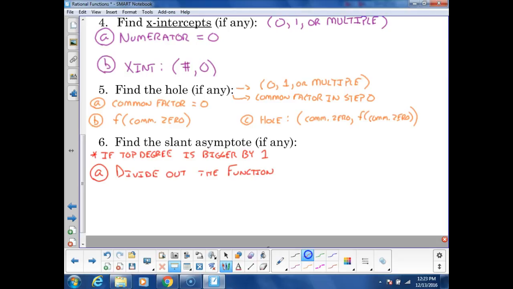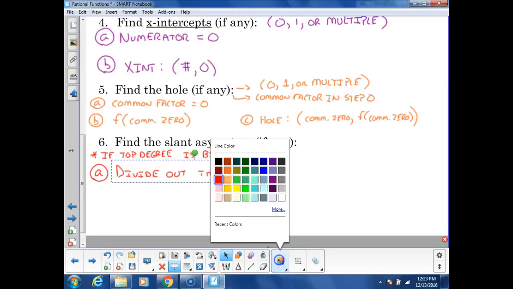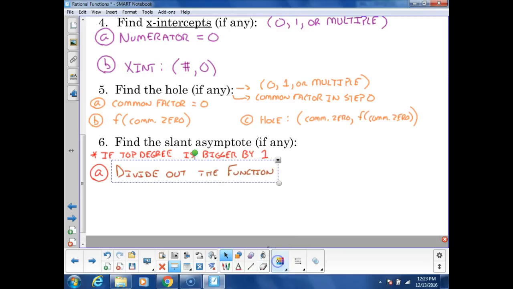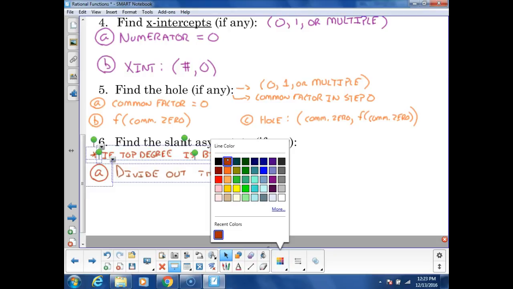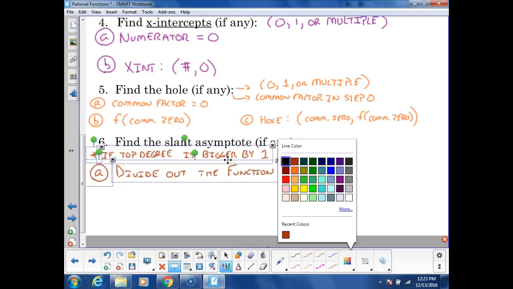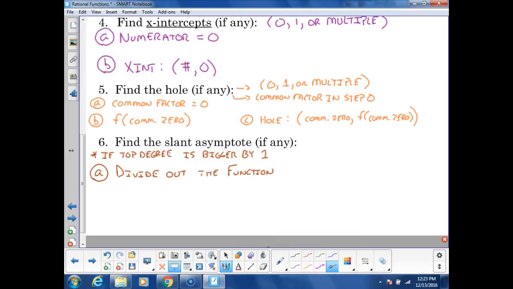This should have all been... What color was this? This was brown. Why should that all be brown? Because that's the color that I use for slant asymptotes. I don't know if you've noticed, but all of your notes have been color coded. This entire chapter. I knew we have it, just didn't know. Okay? I didn't know this stuff.